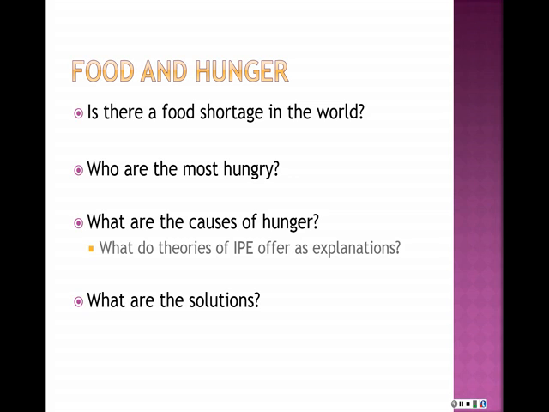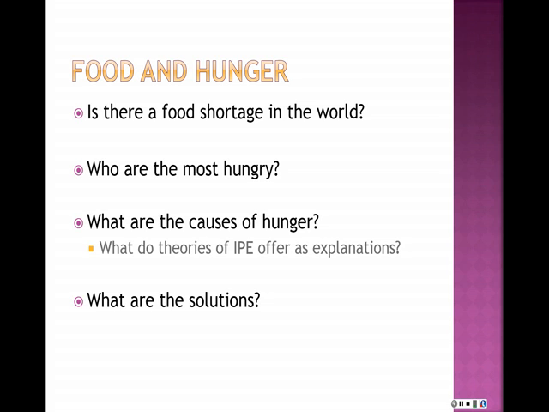So who are the most hungry? There are estimates that every day over 100 million people on the earth are hungry or malnourished. And this is occurring primarily in less developed countries. So this really becomes an issue of subsistence rights.